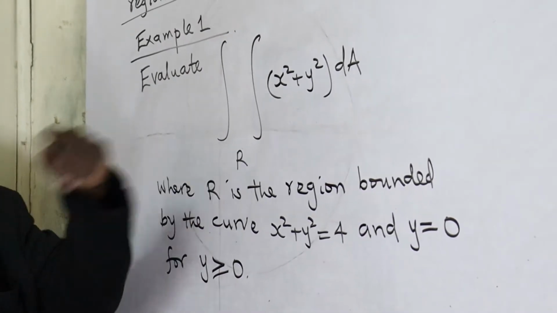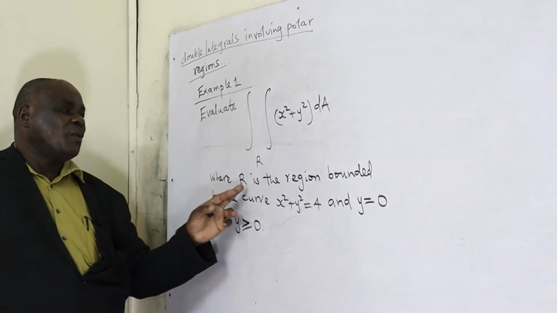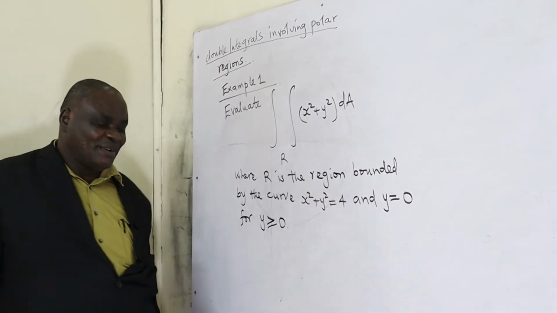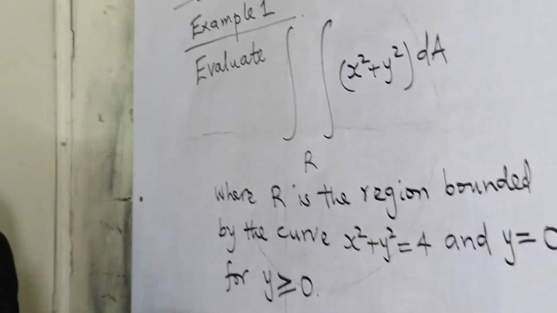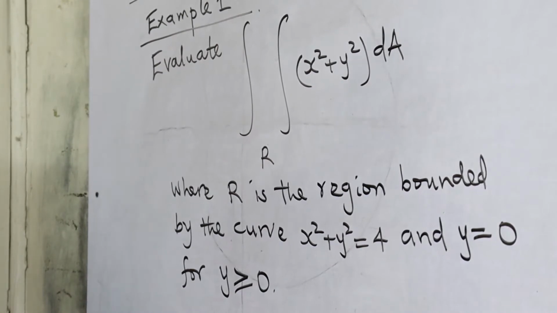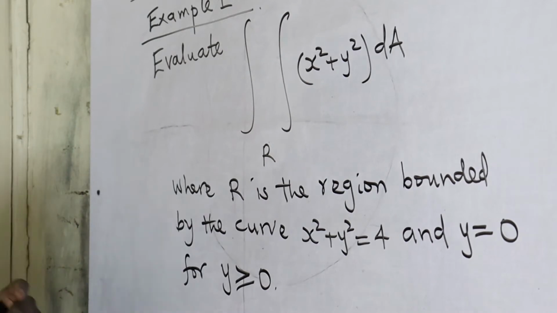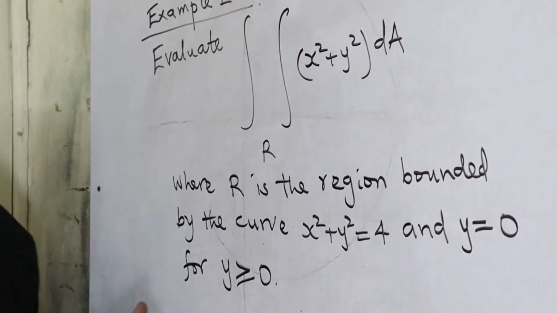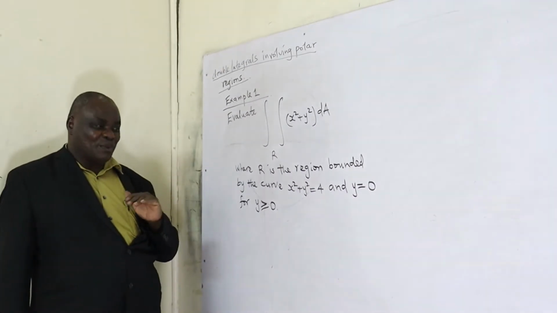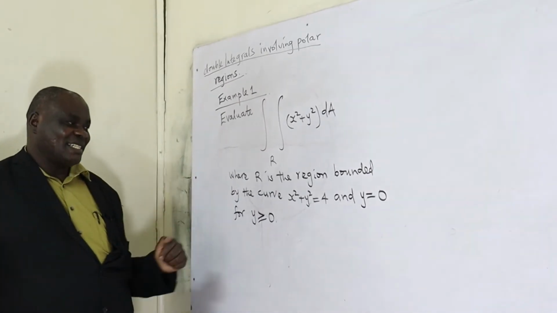So evaluate the double integral of x squared plus y squared dA over R, where R is the region bounded by the curve x squared plus y squared is equal to 4, and y is equal to 0 for y greater or equal to 0. So we are going only to have our region which is above the x-axis, where all y values are positive. And the line y is equal to 0 is the x-axis.